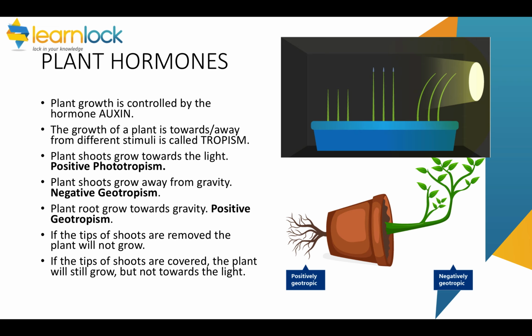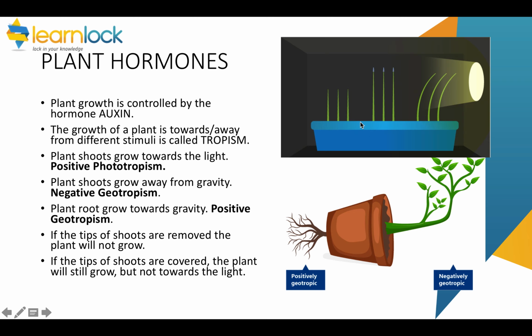Auxin is a hormone that controls the growth of the plant towards and away from different stimuli, and that's called tropism. So a shoot of the plant grows towards the light, and that's called positive phototropism. The word photo means light. The shoots grow away from gravity, so they grow upwards. This is called negative geotropism. The root grows towards gravity, so roots will always grow downwards, and that is called positive geotropism.